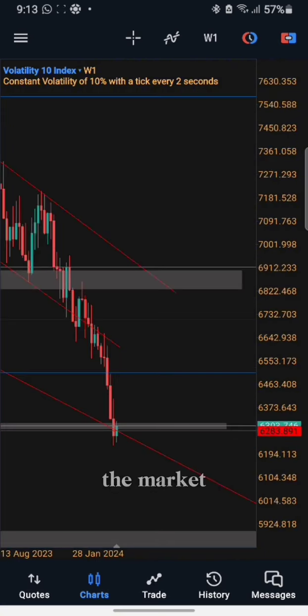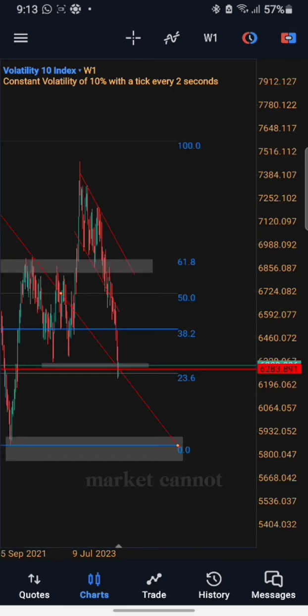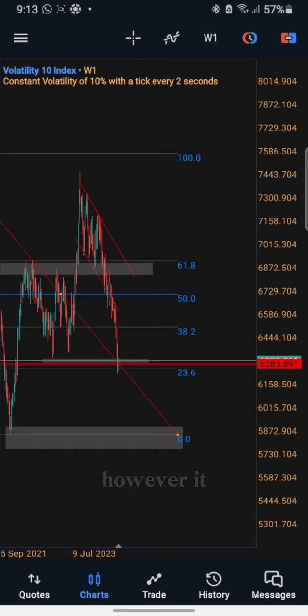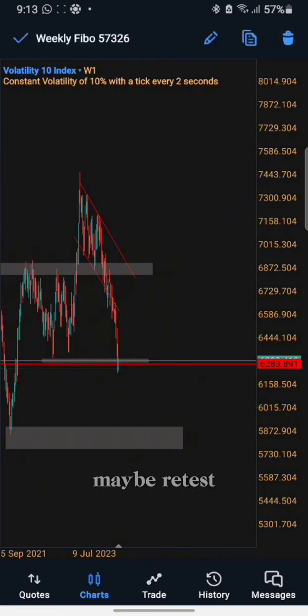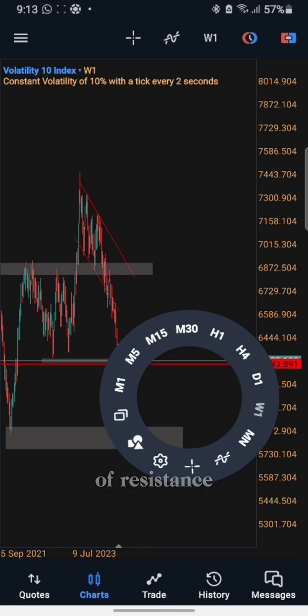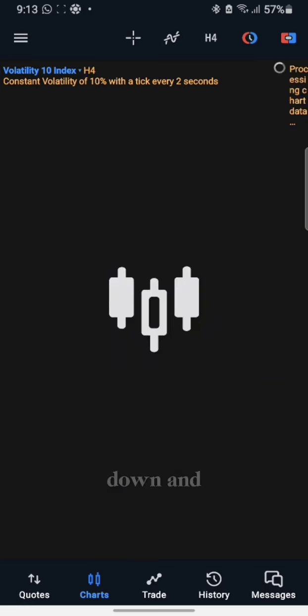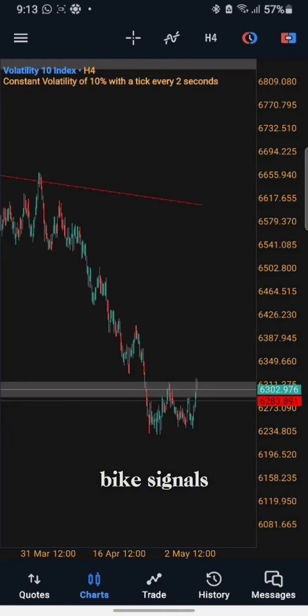As you can see, the market is currently at a point of support. At this point, the market cannot just pass through. However, it is going to retrace back up and then maybe retest that level of resistance that it had broken down and then come back again. So we're aiming for buy signals.